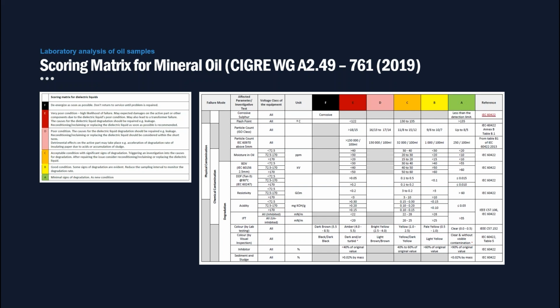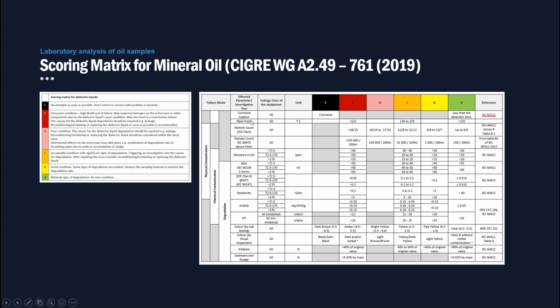The publication outlines development of an asset health index system that can be used to assign a condition score to an asset. Here we're looking at the summary table for mineral oil. So the process uses a color-coded scoring matrix that provides a condition assessment and recommendations. And it ranges from no deterioration all the way up to de-energize as soon as possible, don't return to service until the problem is repaired.